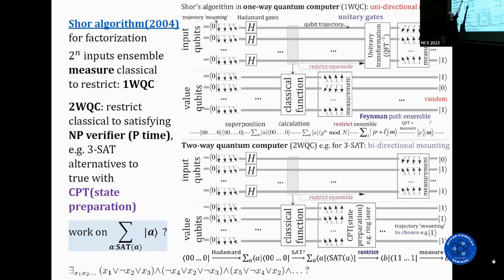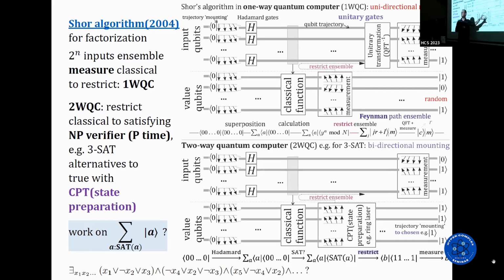Okay, so here is such a two-way quantum computer, very similar to Shor's algorithm. So also we prepare all inputs, an exponential number of inputs. We use a classical function for 3-SAT, for NP problems: this calculation of the verifier. But instead of measuring this value of the verifier, we'd like to enforce it to 1. Yes, so we'd like to make our verifier for the problem true.